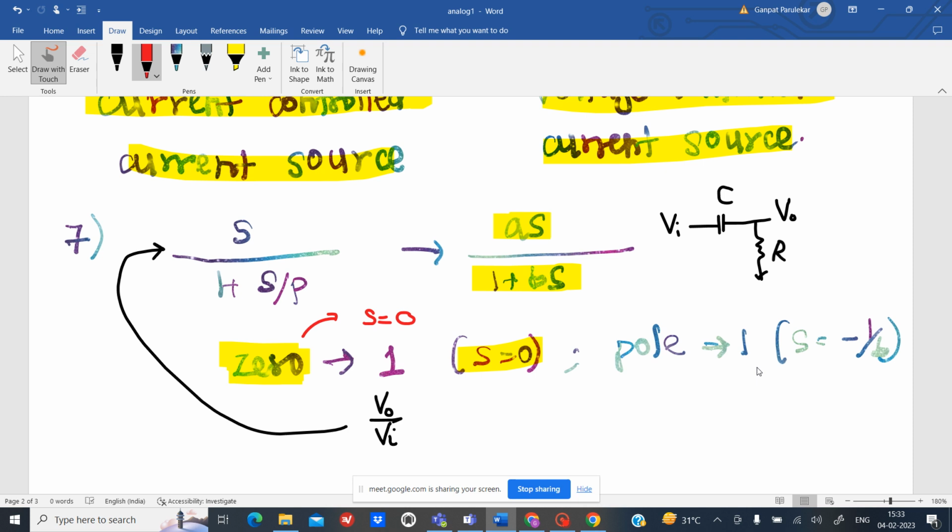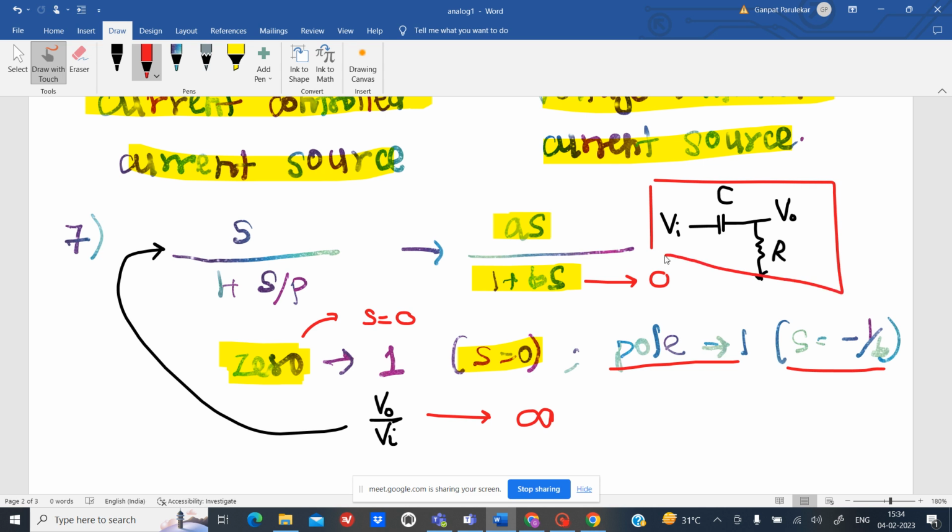Now, when you are putting S is equal to minus 1 by B, what will happen to the denominator? Denominator will become 0. And when your denominator is 0, what will happen to the transfer function? Transfer function value will be infinity. So, you will get one pole at S is equal to minus 1 by B. That means in this high pass filter, there is one zero and one pole.